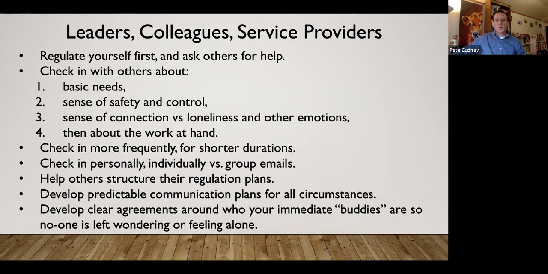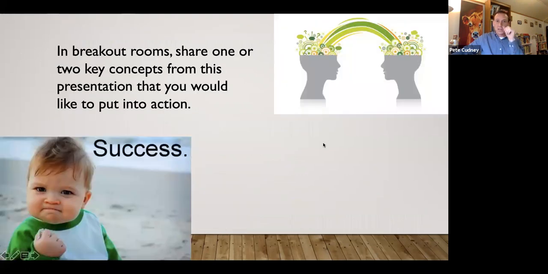Does everyone know who their person is on that day, that no matter what, that person's going to be monitoring text messages or emails, so that if there is a crisis, no one sends an email and doesn't get a response? That stuff, if we don't already have it organized, let's polish that up so everyone knows. And those clear agreements around who your immediate buddies are, so that no one's left wondering or feeling alone.